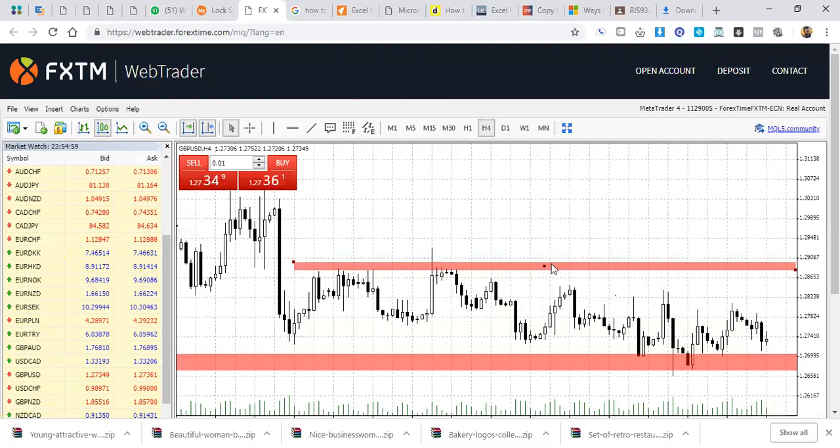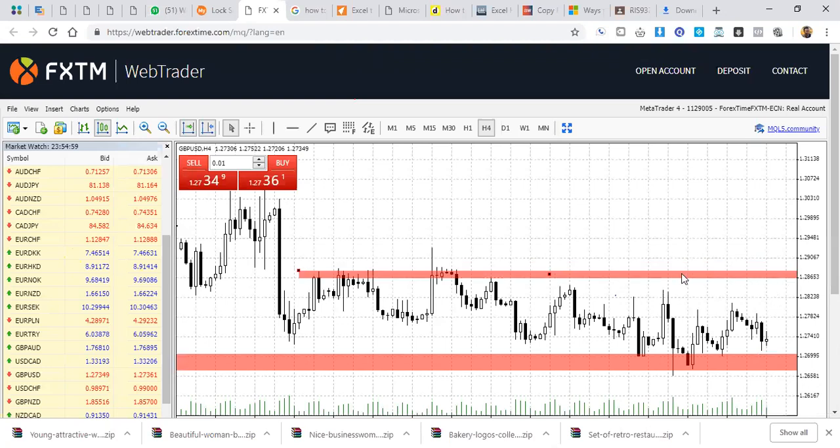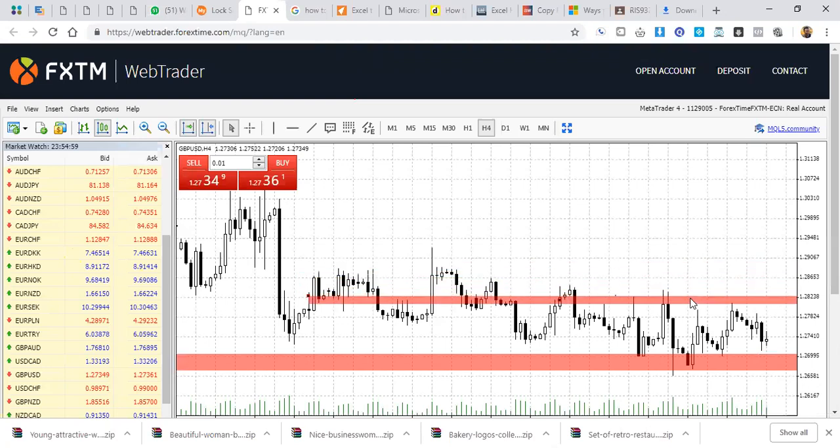So what you can do is wait for it to close above here, but that will be a waste of a lot of pips. We are not going to do that. We're just going to play with it and be smart. So if it reaches this level, we're going to look for, let me get the drawer. If it reaches this level right here, we're going to be looking for buys.